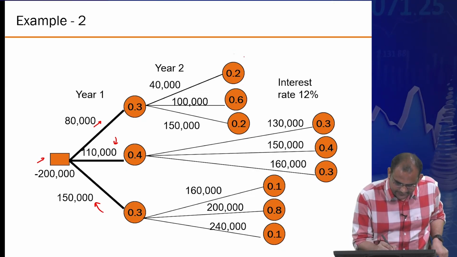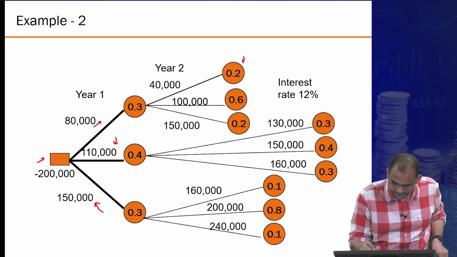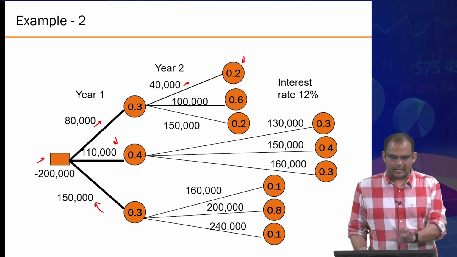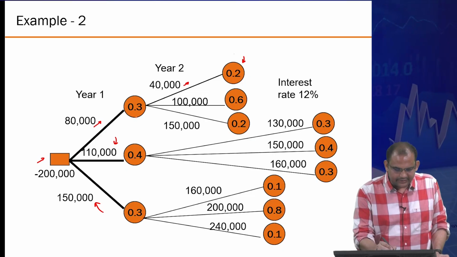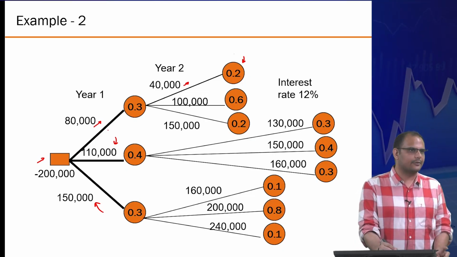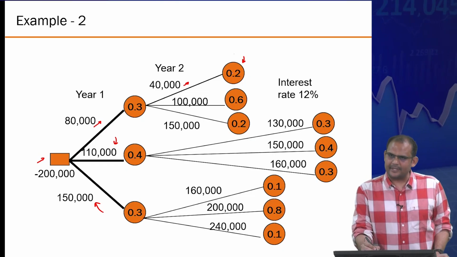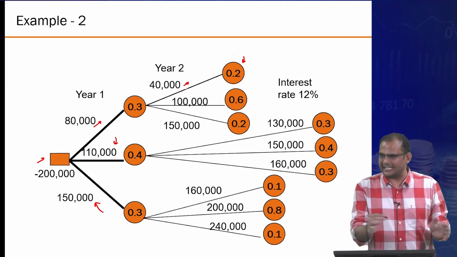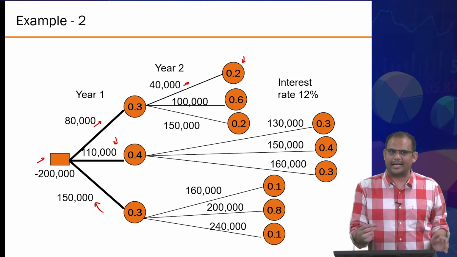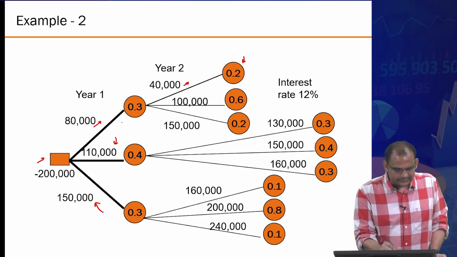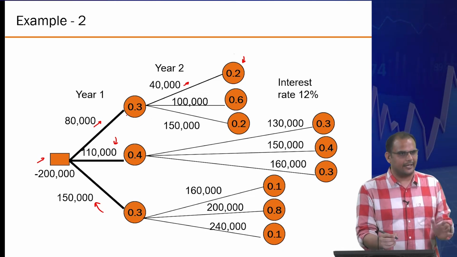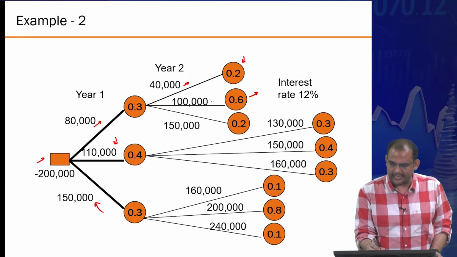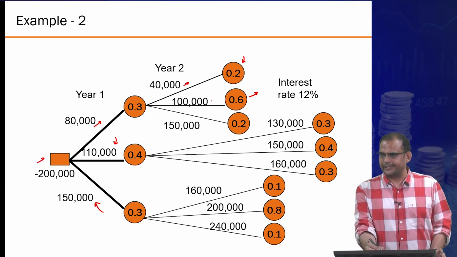Then for this node, there is a 20% chance that the cash flow in year 2 is 40,000 rupees. Now, how to read that? Given that the year 1 cash flow is 80,000 rupees, there is a 20% chance that the cash flow in year 2 would be 40,000 rupees. Slightly longer sentence, but that's how you represent it. Given that in year 1 the cash flow was 80,000 rupees, there is a 60% chance that the cash flow in the second year would be 100,000 rupees. And so on and so forth.